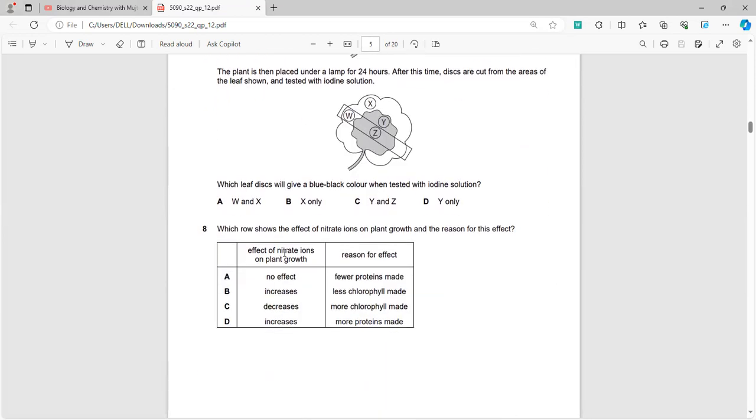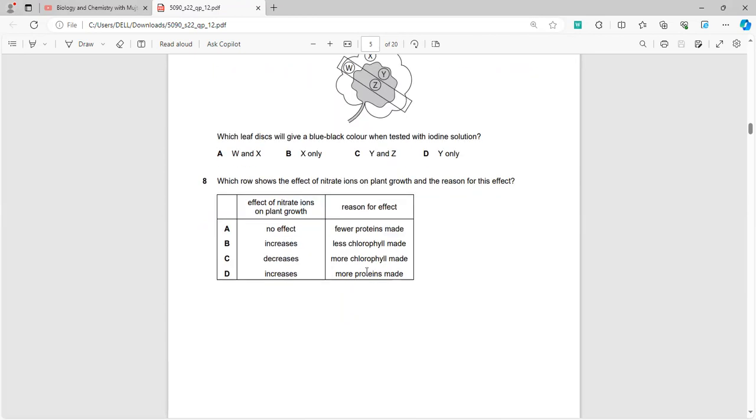Now the nitrate ions, the sole reason for nitrate ions is plant growth, and plant growth is only possible due to the production of proteins.